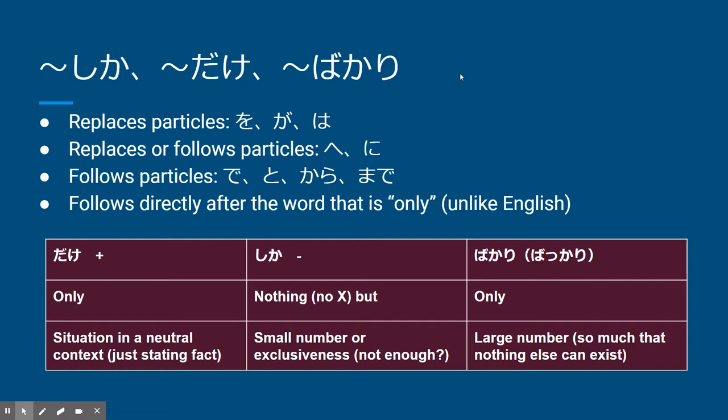And also we make sure that だけ is connected to the thing that is "only". Unlike English, because in English you can put it anywhere willy-nilly. And we talked about this before. It's the same thing as も that you learned in Nihongo Ichi. Remember we talked about how も can go all over the place in English to mean "also". But in Japanese, the も, whatever it's connected to, is the thing that is "also". And だけ is the same thing.